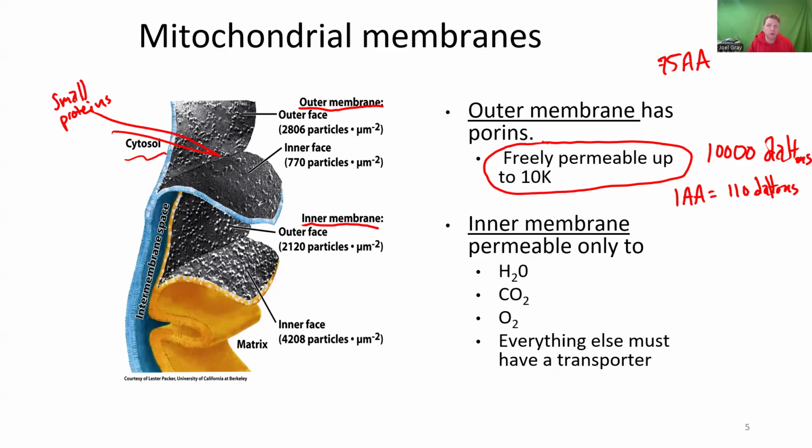The inner membrane, however, is very selective. The inner membrane is the one that matters. The only things that are permeable to the inner membrane are water, CO2, and O2. Everything else has to be moved across with the help of a protein. So a membrane protein has to be embedded in here in order to take something from what's known as the intermembrane space, that space between the two membranes, into the mitochondria. You give me a 6 if you follow.